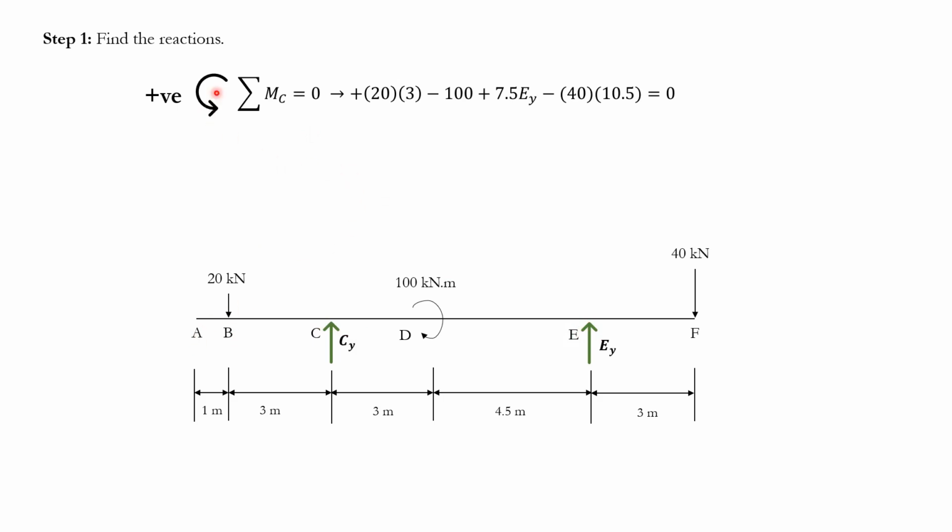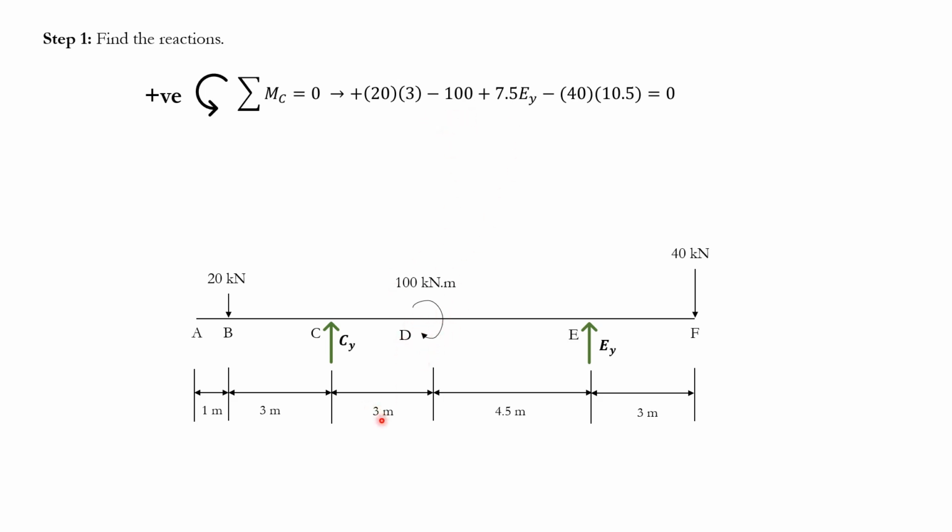As you can see, I have considered the counterclockwise direction as my positive sign convention. I start from the left: 20 multiplied by 3, because I'm taking my moment about point C. It's in the counterclockwise direction, so positive 20 times 3. Then Cy does not create any moment about point C because it goes through the point, lever arm is 0. Another load here is a concentrated moment, 100 kilonewton meters, in the clockwise direction, so you just put negative 100.